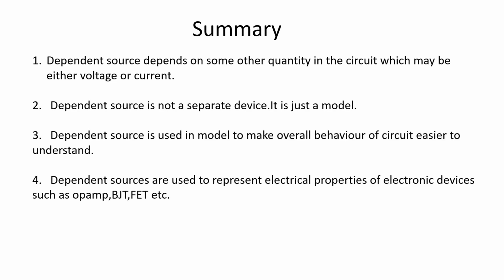In a nutshell, we can say that dependent source depends on some other quantity in the circuit, which may be either voltage or current. Dependent source is not a separate device, it is just a model. Dependent source is used in models to make overall behavior of the circuit easier to understand. Dependent sources are used to represent electrical properties of electronic devices such as op-amp, BJT, FET, etc.